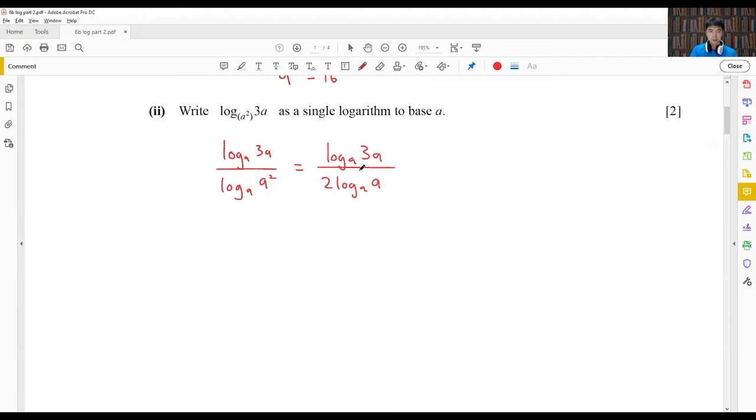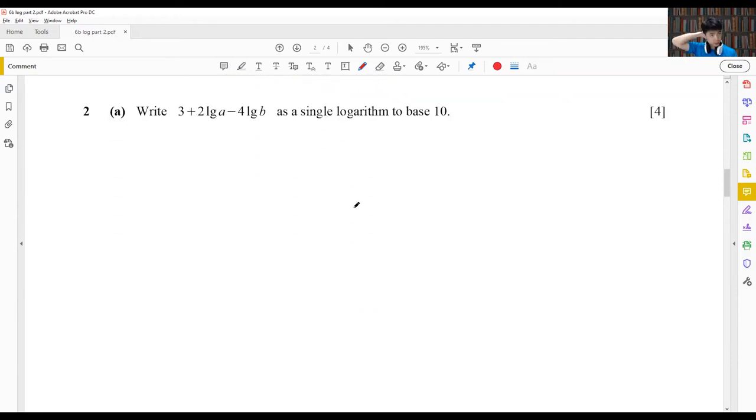Okay, then from here this will just be equal to 1 over 2 because it's divided by 2, right? Times log base a of 3a. Then from here, since they're asking us for a single logarithm, we can either stop here or we can change it so that it is log base a of the square root of 3a, like so. Okay, then we'll be done with this question here.